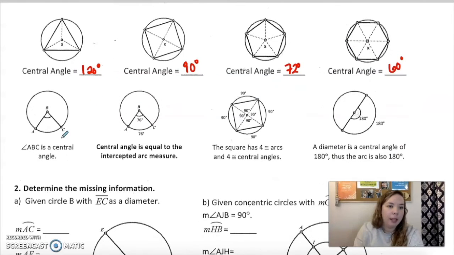Okay, ABC, angle ABC is a central angle. Central angle is equal to the intercepted arc measure. So if you have an arc measure on the outside, that's going to be the same as your central angle, and vice versa.